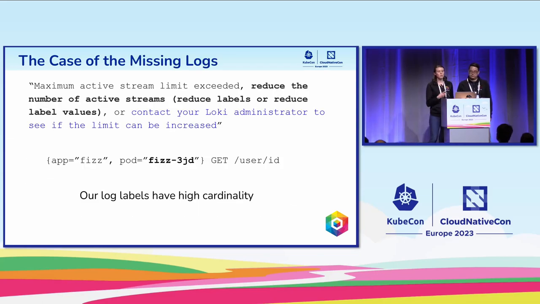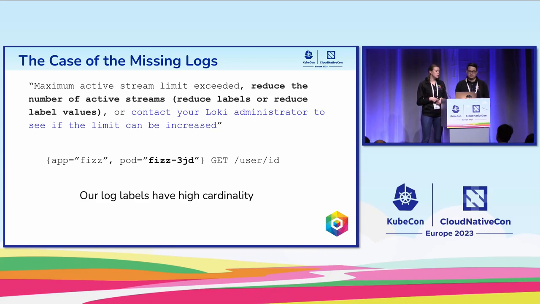So let's get back to our case of the missing logs. Where were we? We were seeing an error in Loki that looked like this. We tried rolling the pods. We tried increasing the number of active streams. Now what? Previously, we were looking at the first part of the log line, the part that says you've reached your maximum stream limit. Now that we understand some of the basics, we can better understand the second part that says reduce the active streams, AKA labels. Great. So what labels do we have that are causing this problem?